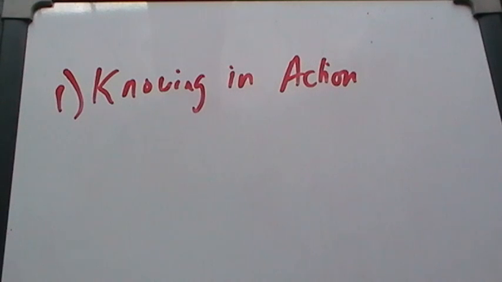So, for example, Schon talks about riding a bike. You know how to ride a bike. You get on the bike and you just know how to ride that bike. You don't have to sit and reflect upon it, you just do it. And that is because from past experience you have gained that knowledge and understanding of how to ride a bike.